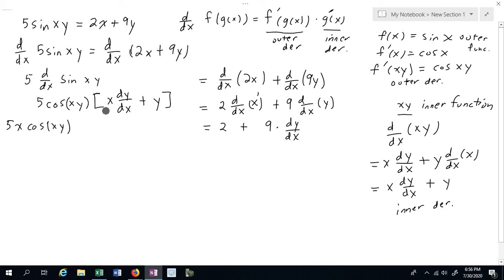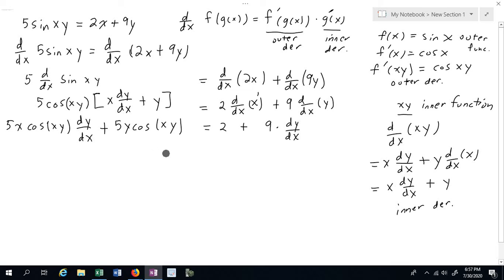When you distribute this to the first one, the order in which you multiply doesn't matter. So you get 5 times x, and then you could write cosine of xy next, and then dy dx last. I'm just going to put it in that order. Then distribute it to the y, and you get 5y cosine of xy. So that's what you get when you distribute the 5 cosine of xy to both terms.